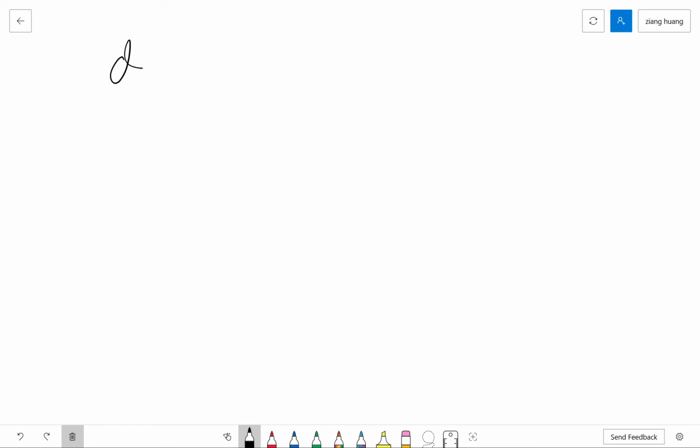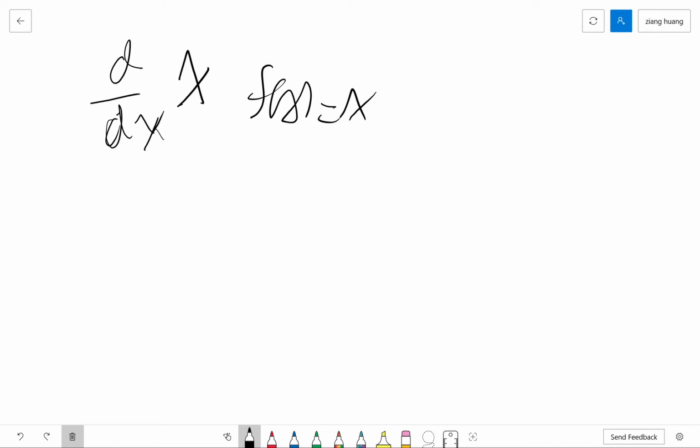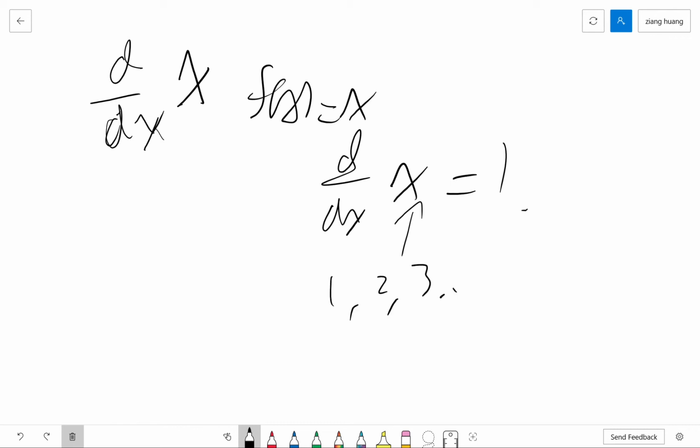Let's move on to something more complicated, like a variable. So if you were to differentiate the function f(x) equals x, the derivative of x simply equals 1. Why? Because when you plug in integer values of x that are successors of each other, i.e. 1, 2, 3, you can notice x changes by 1 each time. Therefore, the derivative of x is 1.